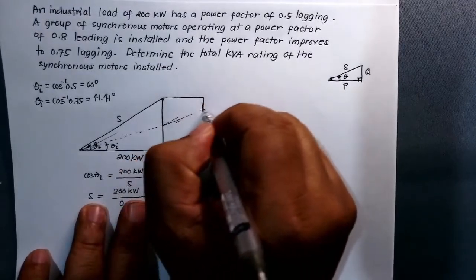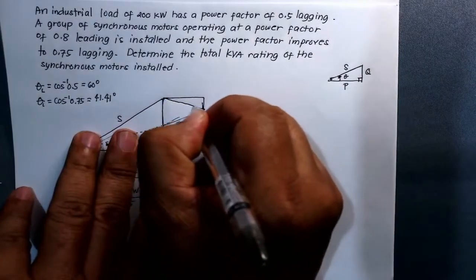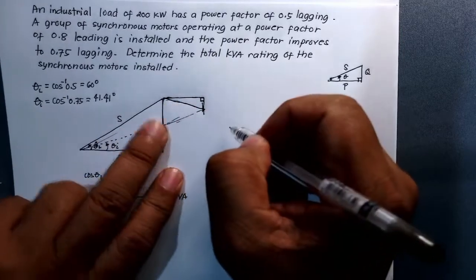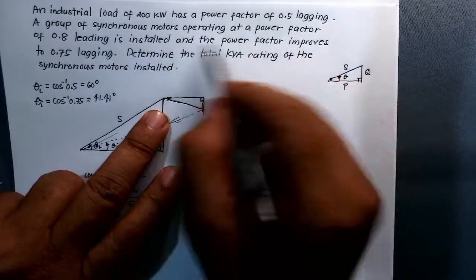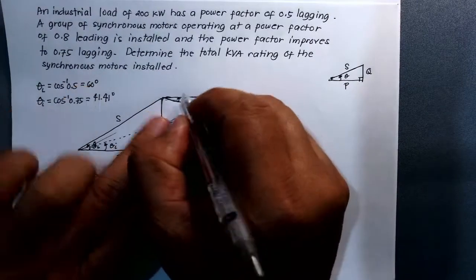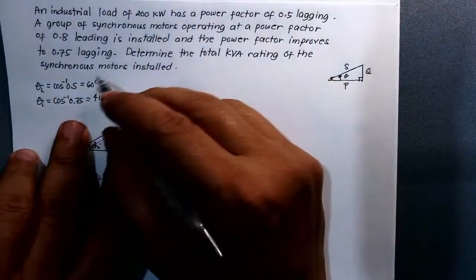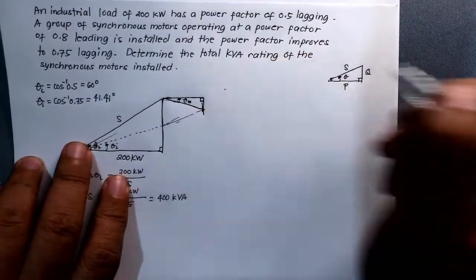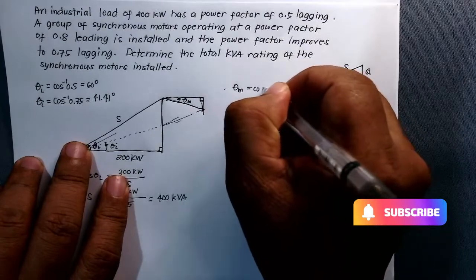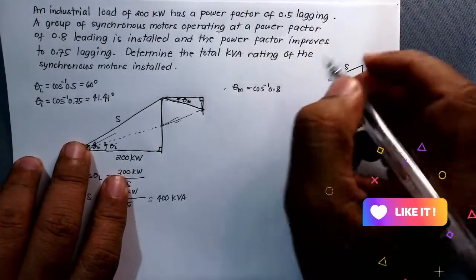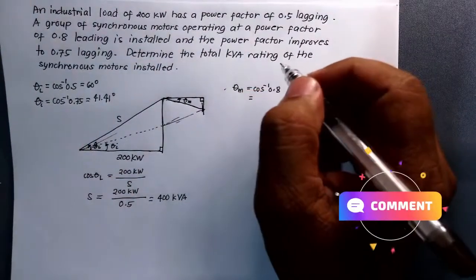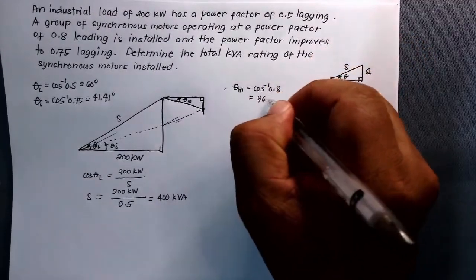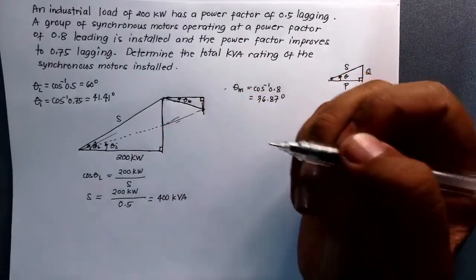So the motor is probably here. This is now your synchronous motor as a right triangle. This synchronous motor is operating at a power factor of 0.8 leading. So the power factor here, theta m, is leading. This is 0.8. So therefore I can also get the theta m. Theta m here is the cosine inverse of 0.8, which is 36.87 degrees.